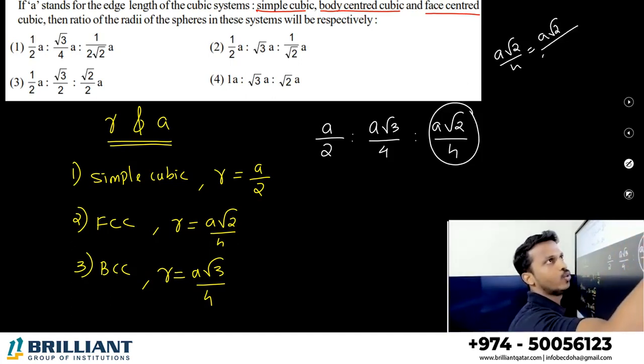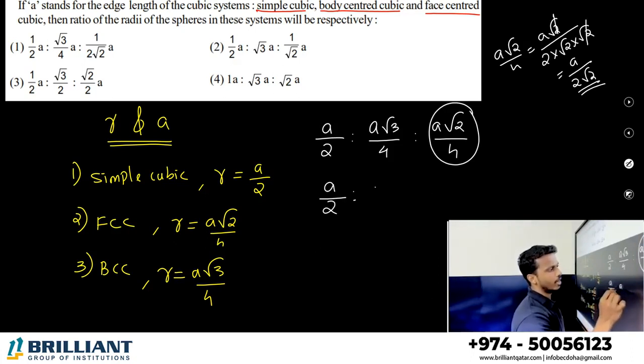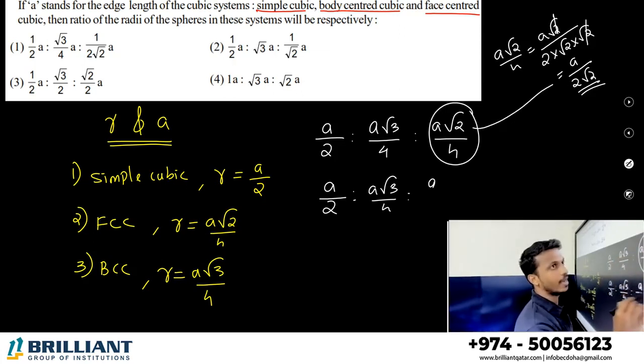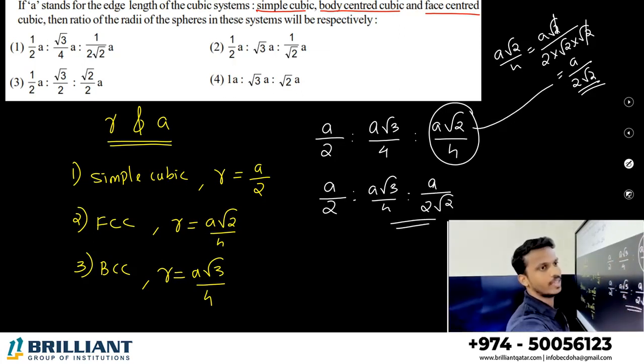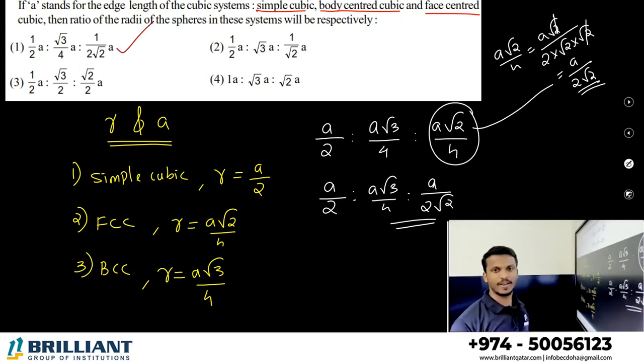What can we write? 2 into root 2 into root 2. Root 2, root 2 cancel. a by 2 root 2. So I can write a by 2, a root 3 by 4, and a by 2 root 2. Now can you identify the answer anywhere? a by 2 means 1 by 2 into a; a root 3 by 4; and 1 by 2 root 2 a. Option A, right? Yeah, correct. Option A is the one.